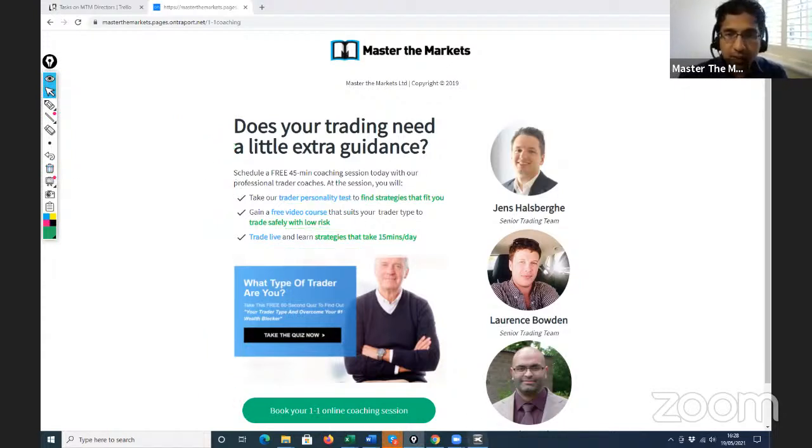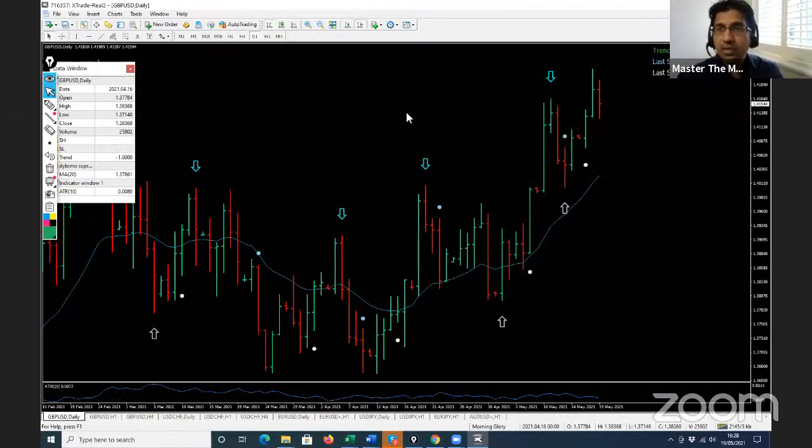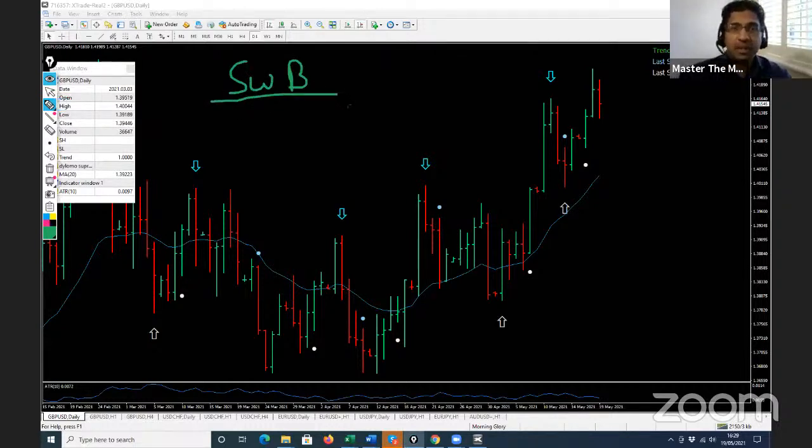All right, so with that, let's go on to today's topic on swing bars. Here we are on the daily chart on cable. So what do we actually mean by swing bars, traders? They are basically the bars that make up a top or a bottom.